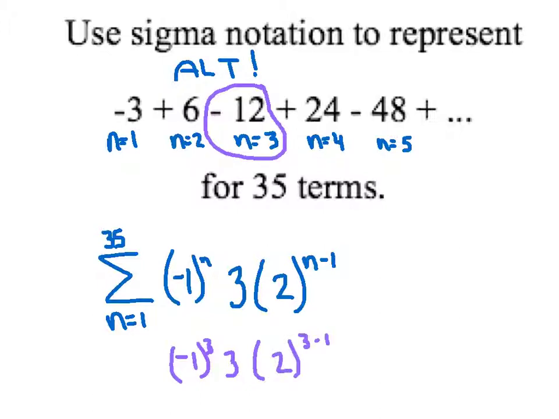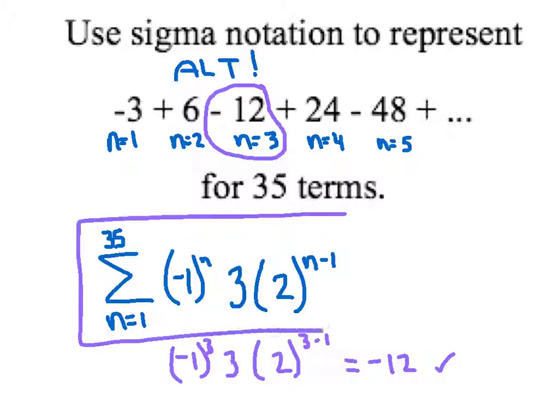Okay, 2 raised to the second power is 4. 4 times the 3 is 12, and 12 times negative 1 is indeed negative 12. So I'm saying yes, it did produce it. You could also plug a 4 into my formula to see if it produced a 24. You could plug in or substitute a 5 into my formula to see if it produced a negative 48, etc., etc.